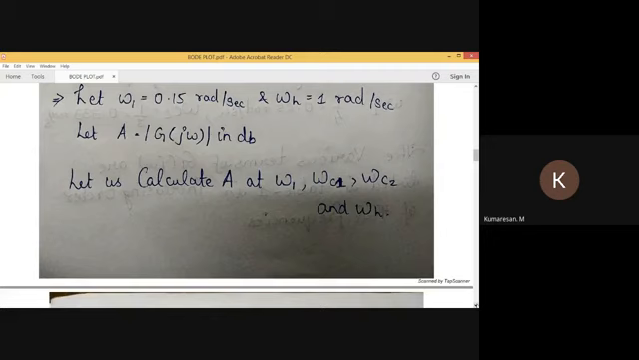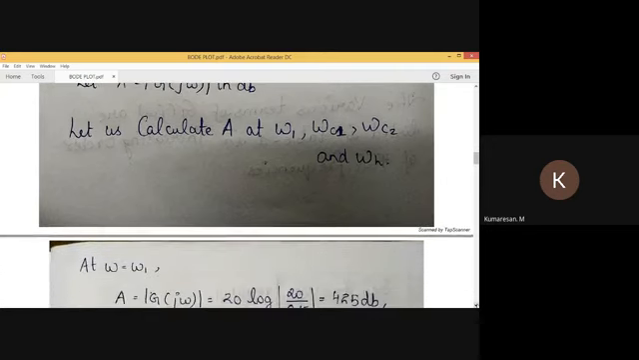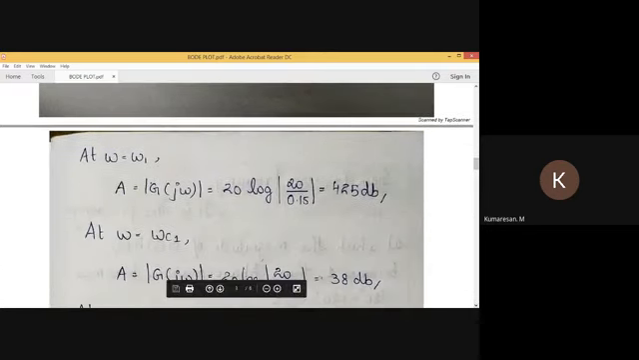So for this we can use the formula 20 log of 20 divided by 0.15. For the lower frequency 0.15 and up to the first frequency there is no slope change. In case there is no slope change, only this formula we can use: 20 log of 20 divided by the lower frequency, which is 42.5 decibel.